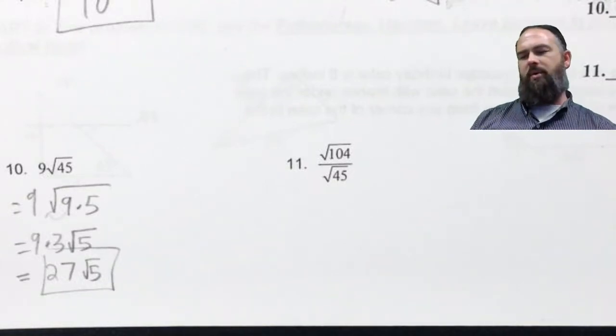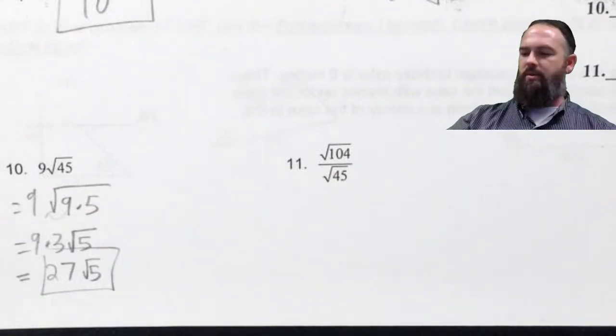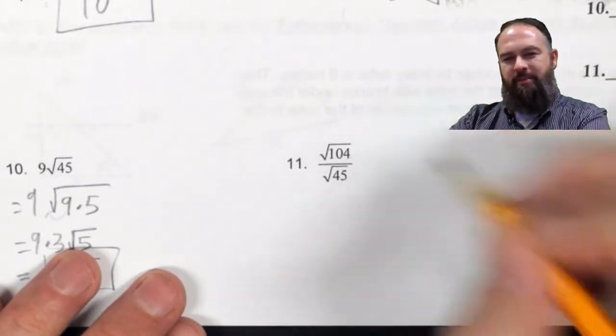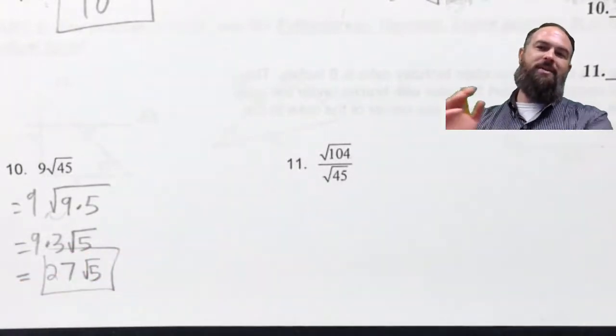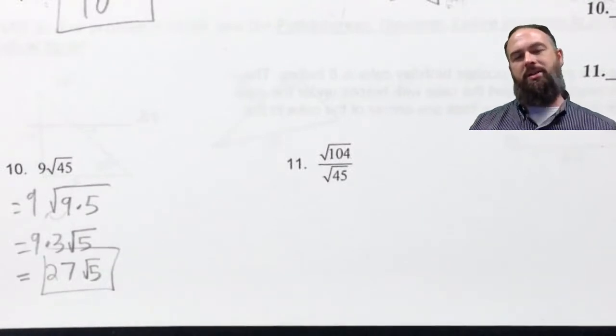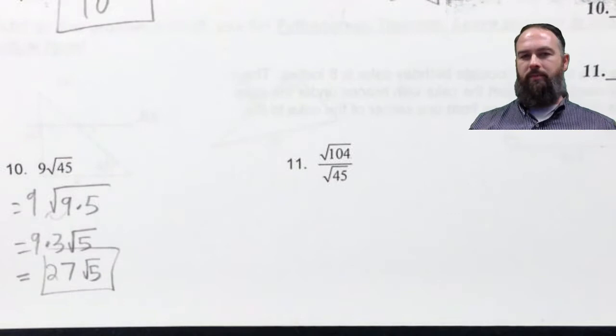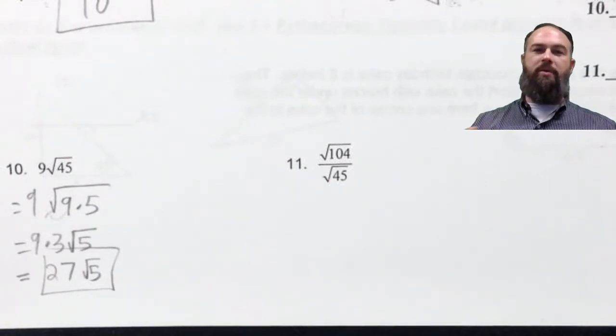All right, number 11, last one on the page, also the most difficult one on the page. We've got square root of 104 divided by square root of 45. And the reason I say that this is the most complicated one on the page is because there's just a lot of moving parts.